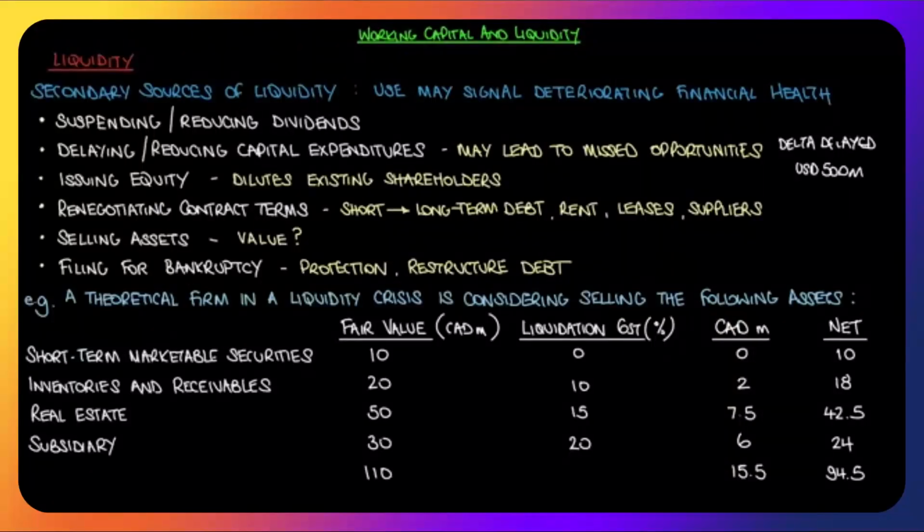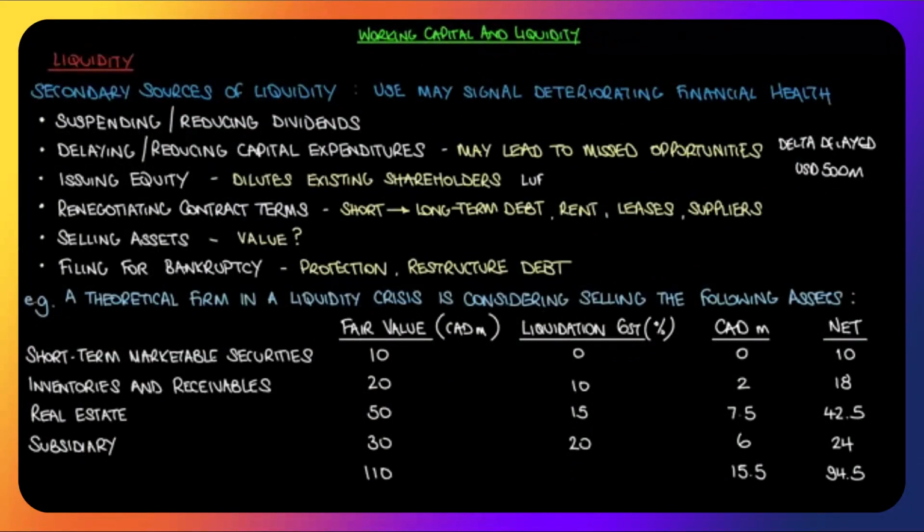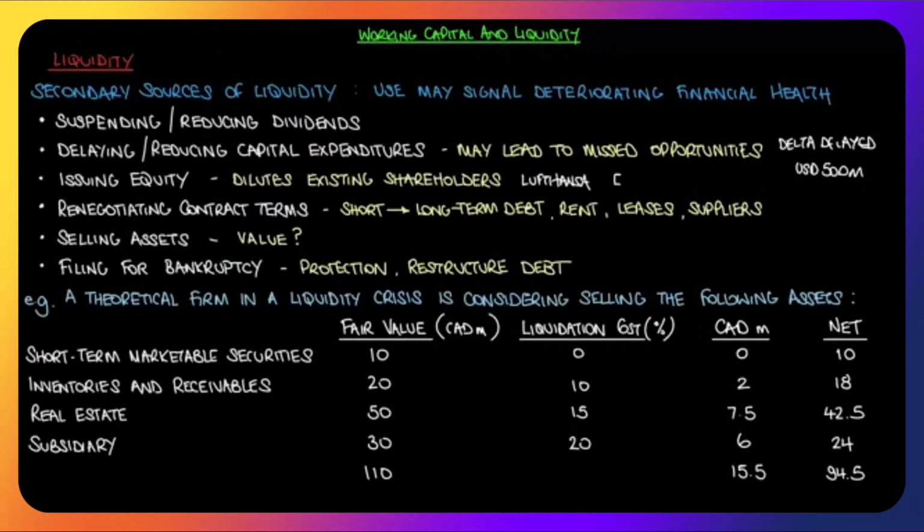You could rather issue equity. Downside of that, it dilutes existing shareholders' shareholdings. Again, the airline industry. Lufthansa this time, again during COVID, issued a $600 million convertible bond. Okay, it's a bond, but it is convertible. When converted, it will turn into equity and dilute shareholders' holdings.